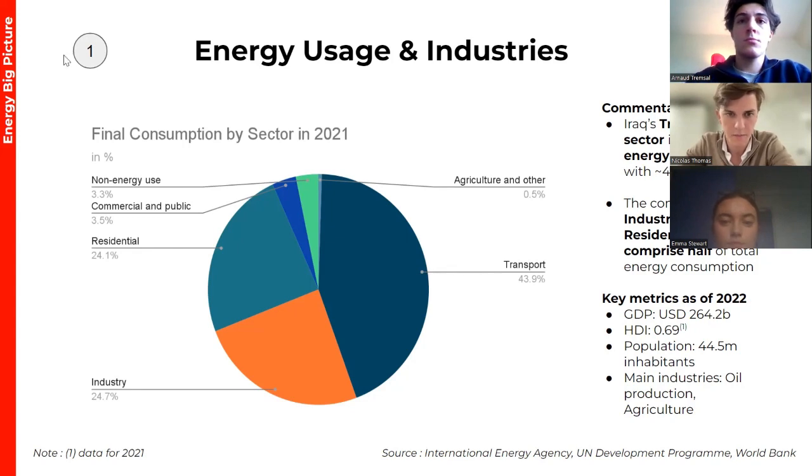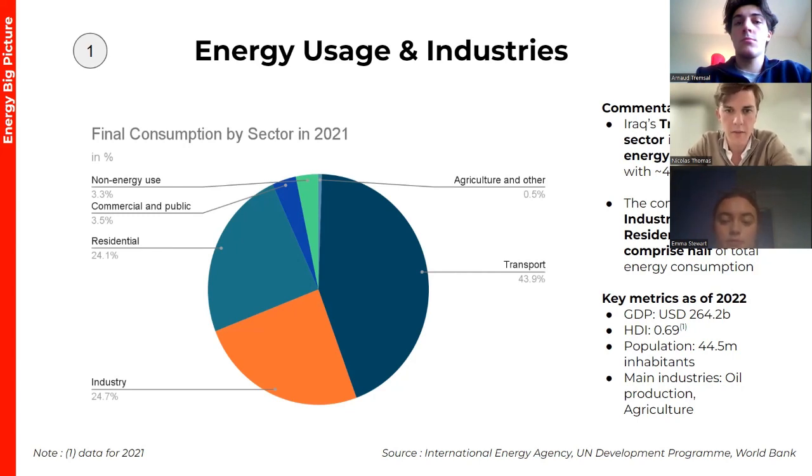To have an overview of the key metrics of the economy in general, we have put in some minor key metrics such as GDP, HDI, population, and so on. And just to give a quick overview, Iraq's GDP is on place 6 in the MENA region, so Middle East and Northern Africa, directly behind Egypt and Iran.